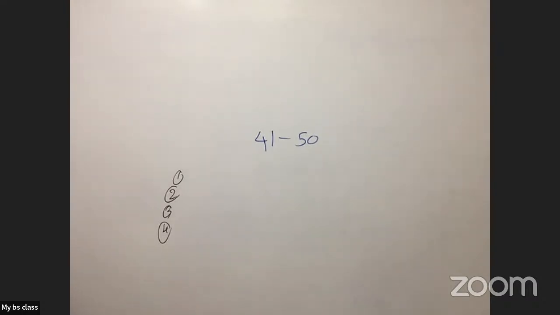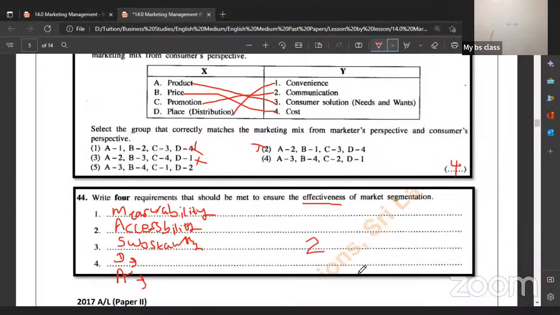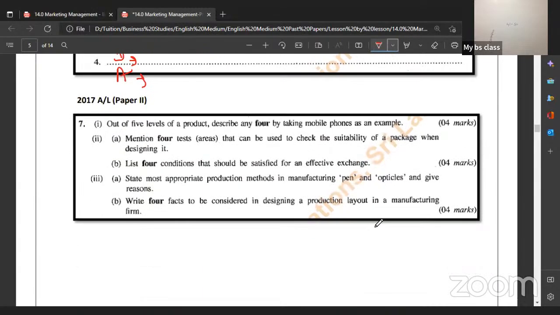Marketing first paper. Right, only 4 marks. So 2 for this and 2 for this. But moving to part 2.